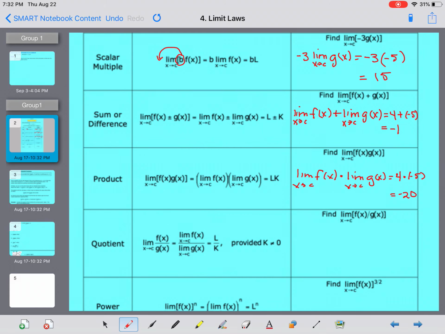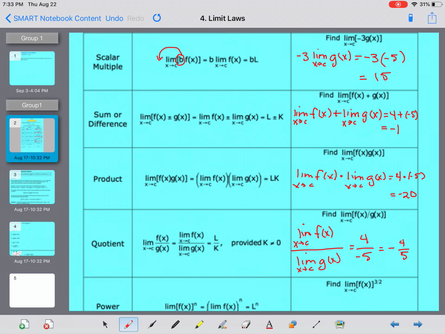So, if we're taking the limit of f of x over g of x, we can first take the limit as x approaches c of f of x, and the limit as x approaches c of g of x, and then we can come back and divide them. Okay, so f of x was 4. From the top, g of x was -5. So we get 4 over -5. I'm just going to rewrite that because I like my negative in front. And we get -4/5. Okay.